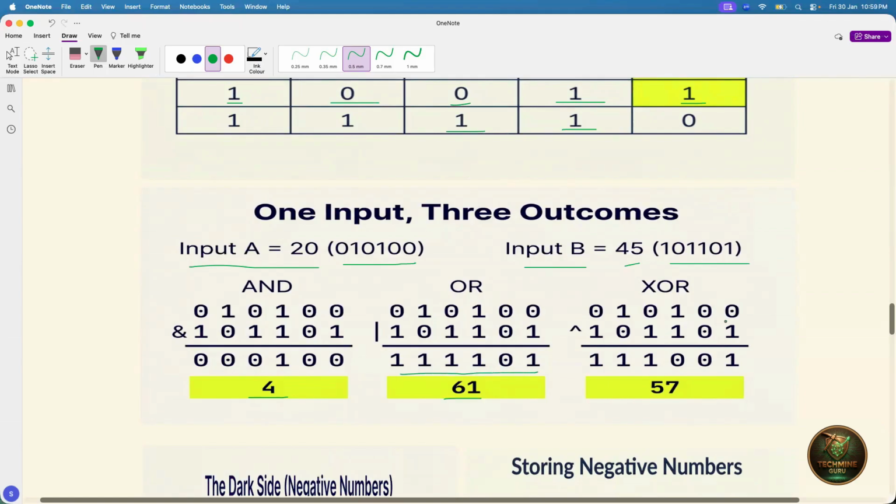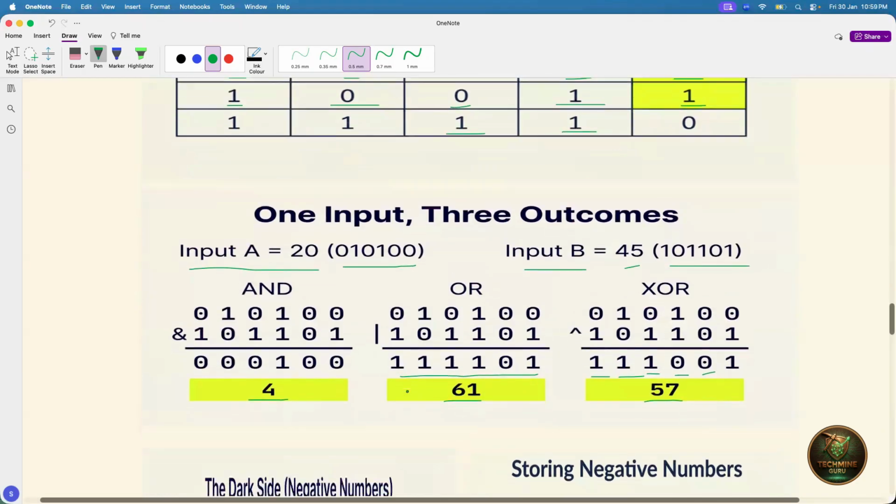And now if we do the XOR of this, 0 and 1, both different numbers, it will give 1. 0 and 0, both same numbers, it will give 0. 1, 1, both same numbers, it will give 0. 0, 1, different numbers, it will give 1. 1, 0, different numbers, it will give 1. And 0, 1, different numbers, it will give 1. So this is the binary representation of 57. So you will see how input A and input B, on applying specific operators, give different results. So same input, but we are getting 3 outcomes. So this is how we do it for the positive numbers.